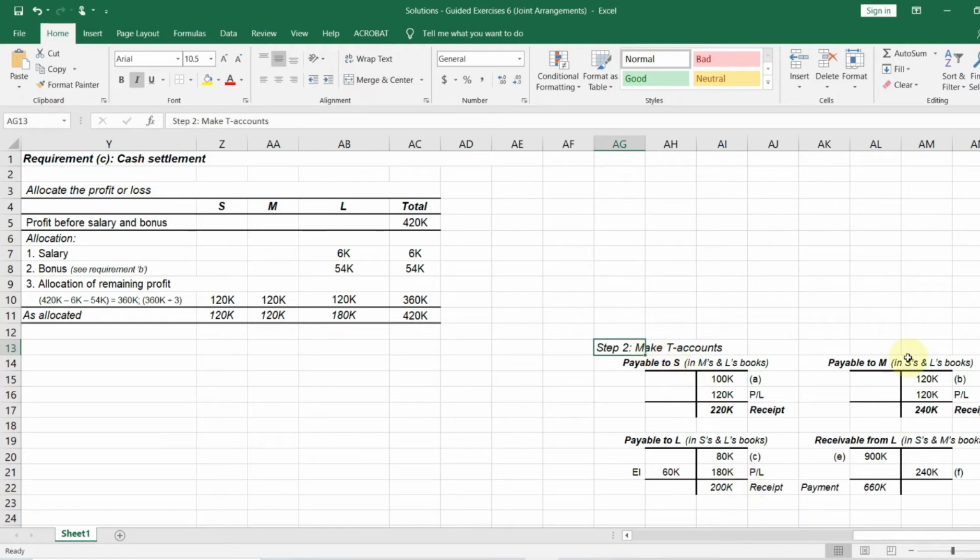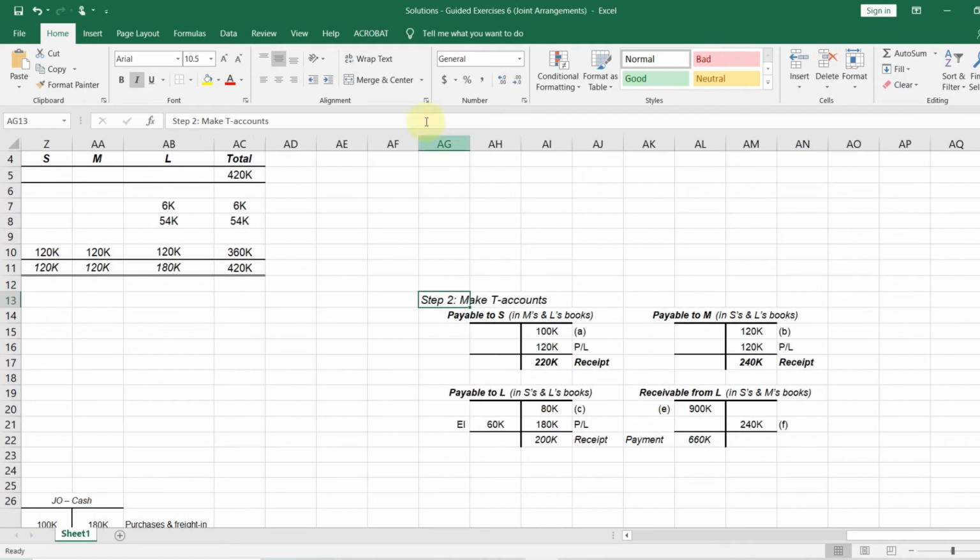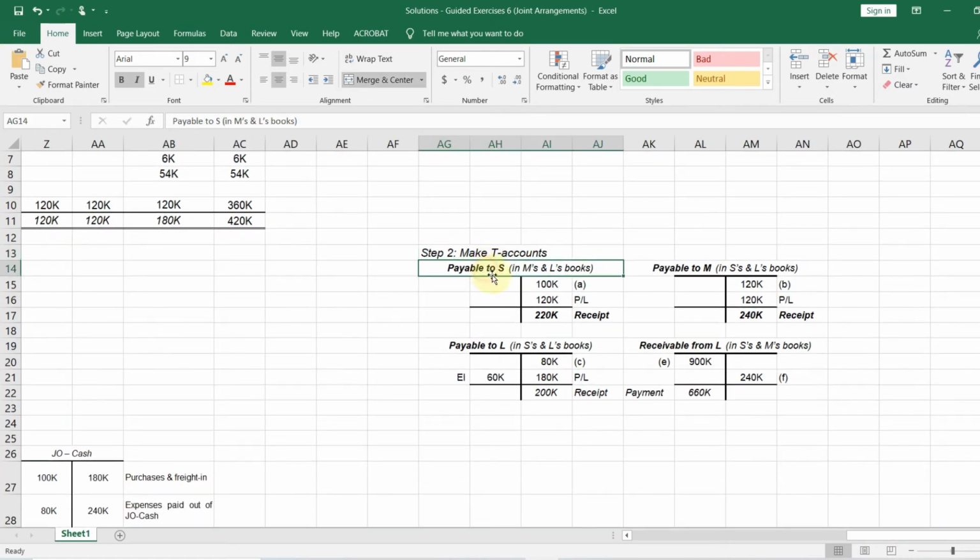Okay? What I did was, the easier version of it, I use the personal accounts. Okay, pwede mo naman gamitin yung joint operations account if hindi ka malilito, pero ako, I prefer this one. Okay, so kinuha ko lahat ng personal accounts nila, payable to S, payable to M, payable to L, and then receivable from L. Okay, and then I make hugot all of their transaction.